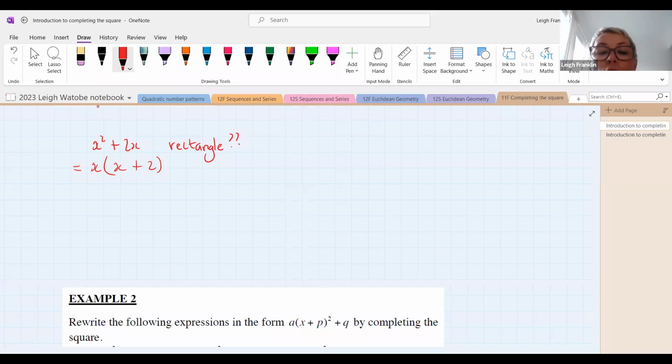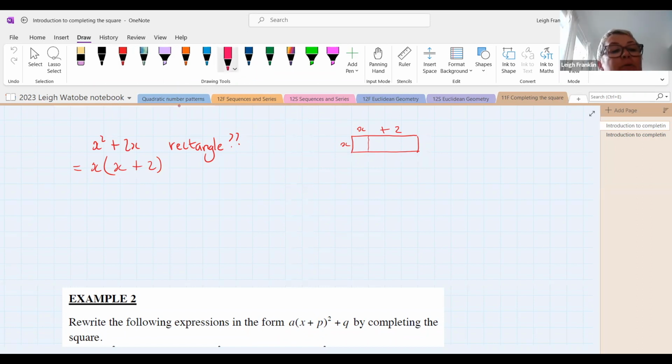So up here, I'm going to draw myself a rectangle. This little bit over here, that's x. And this bit over here is the plus 2 part. Is everybody happy with that? So x times x plus 2 makes a rectangular shape. When we complete the square on x squared plus 2x, we make it into a perfect square. That's what completing the square means. Now, what I was showing you to do in order to complete the square here, you would all say to me, okay, so Lee, you've showed us.